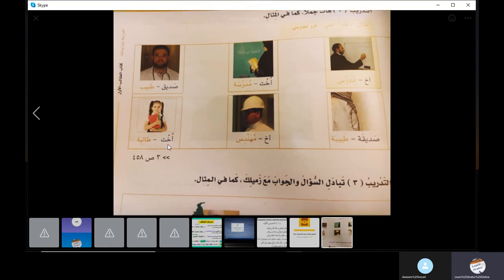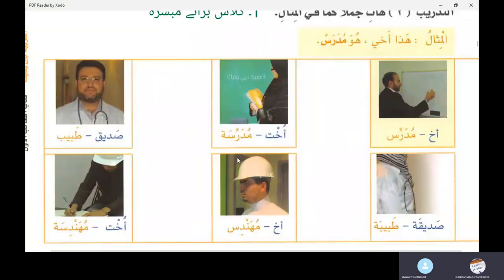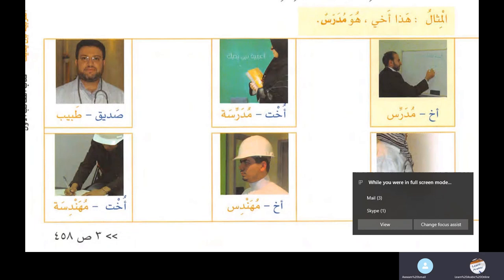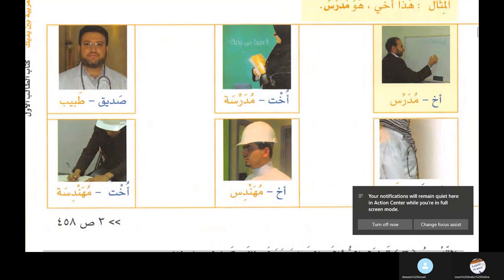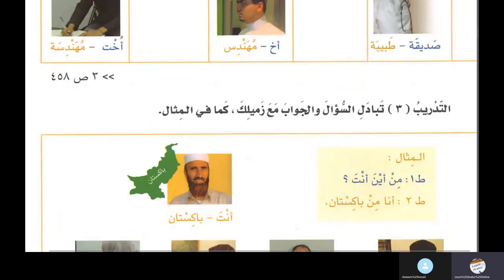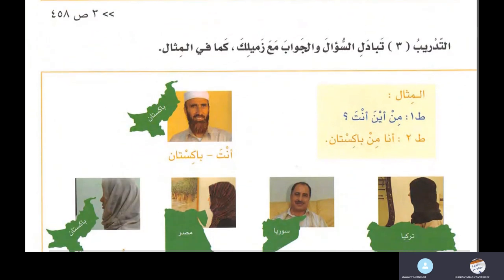Here we have Mundaris, and here we have Taliba. This is a minor difference, nothing serious. It's very small, right? Yes. So here they are using the word Muhandisa, and in that one they are using the word Taliba. It looks like maybe they changed it in the new book. So, Hazihi Ukhti Hiya Muhandisa, okay? Yeah, Muhandisa. Okay. So, Malim, can you repeat one more time?